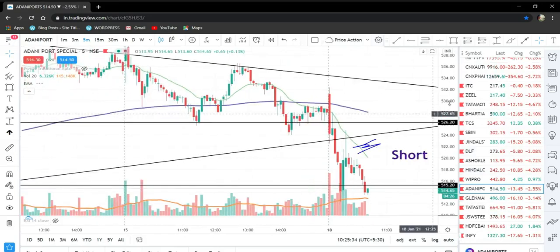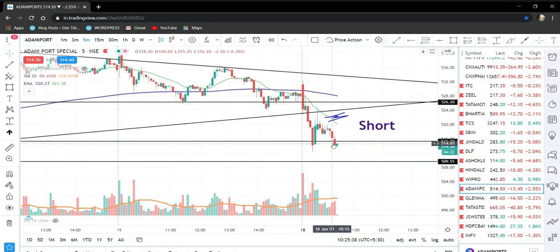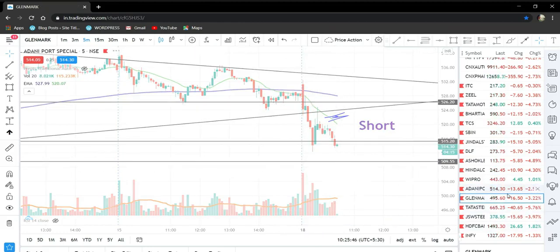The next stock is Adani Green. Again, there was a triangle-like pattern, and the pattern was broken. This is the first target. It was hit. Now you can offload 50% of your position here, and this is the second target. So Adani Ports is doing good.